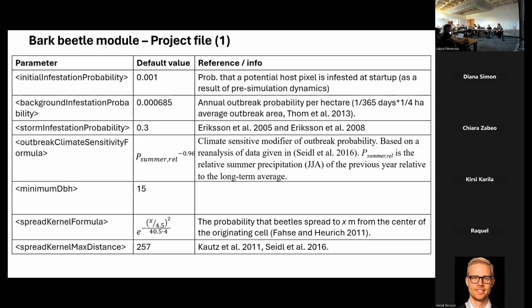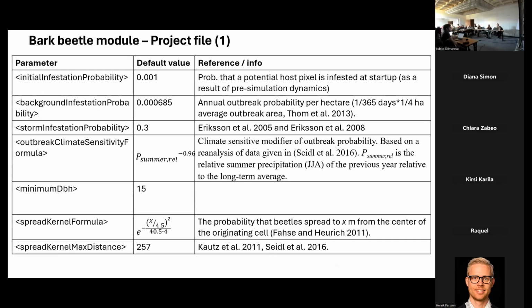Okay, I was telling you about this project file where you can make some changes. The only changes that you cannot currently make relate to temperatures and weather conditions for spruce bark beetle development, but all the others are user-friendly. First, the initial infestation probability is not really to initiate the outbreak. It says there is a probability that in this cell there was an infestation before the simulation started. But it's very small.